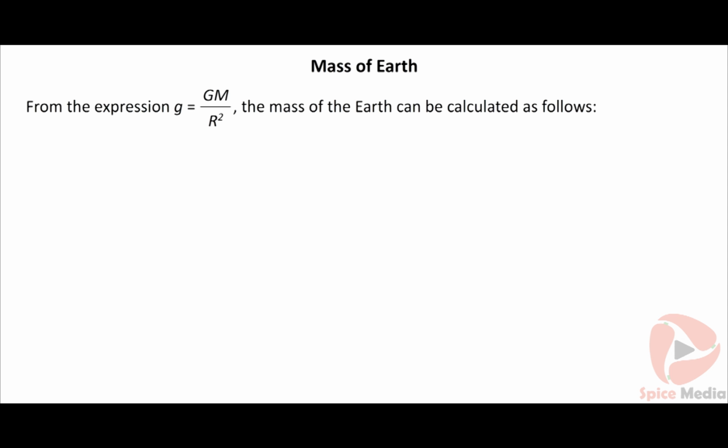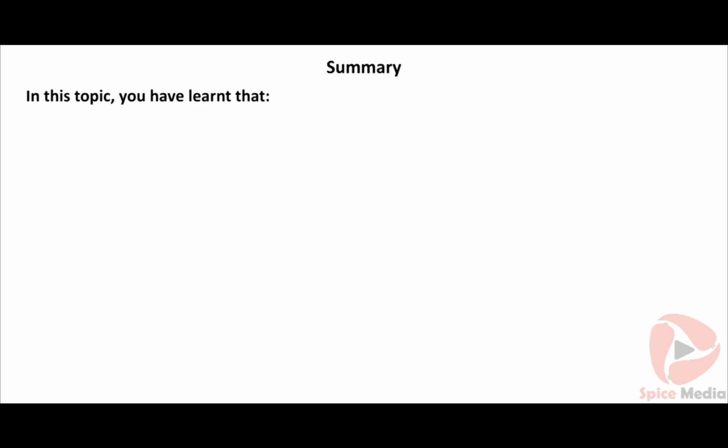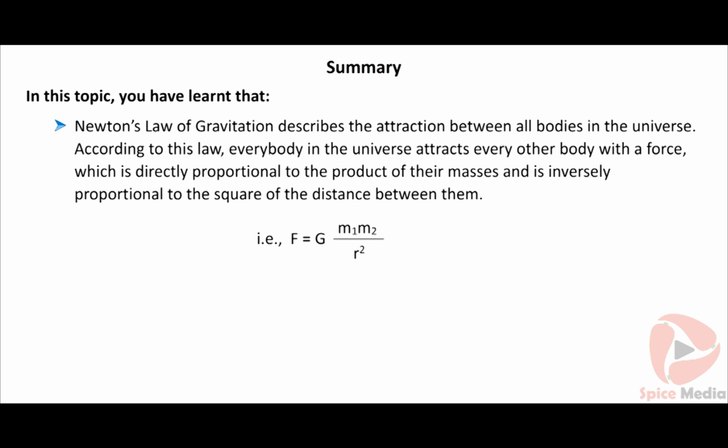From the expression g is equal to G M by r square, the mass of the Earth can be calculated as follows. M is equal to g r square by G. M is equal to 9.8 into 6.38 into 10 power 6, the whole squared, by 6.67 into 10 power minus 11. M is equal to 5.98 into 10 power 24 kg. In this topic, you have learnt that Newton's law of gravitation describes the attraction between all bodies in the universe.